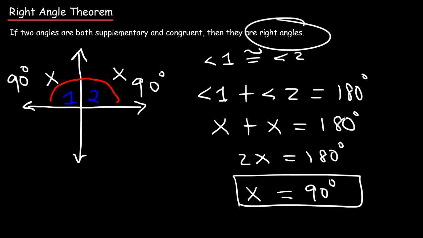So that's the basic idea of the right angle theorem. If two angles are both supplementary and congruent, they are right angles. So let's work on an example that will illustrate how to use the right angle theorem in a two-column proof.